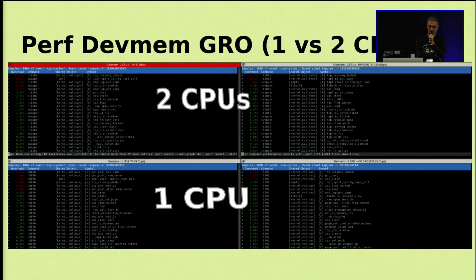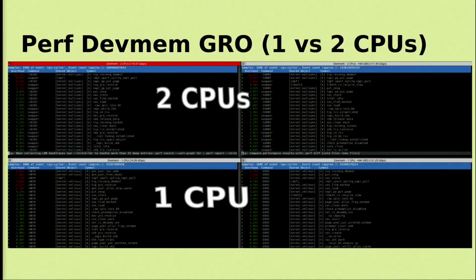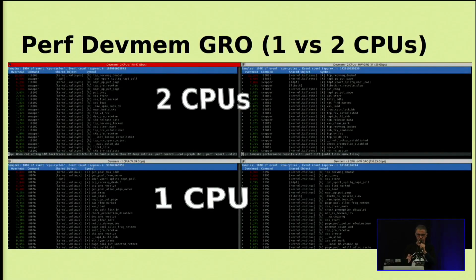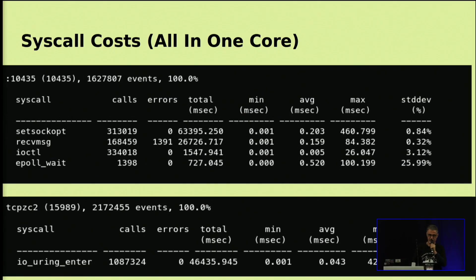All right, so let's take a look at what it is that made a difference when we put everything on one CPU. So we look at perf for both hardware GRO and no hardware GRO, two CPUs versus one CPU. Nothing seems obvious, but if you look at the top consumers, they're still syscall and app related. So let's take a look again at the syscall costs of one CPU.